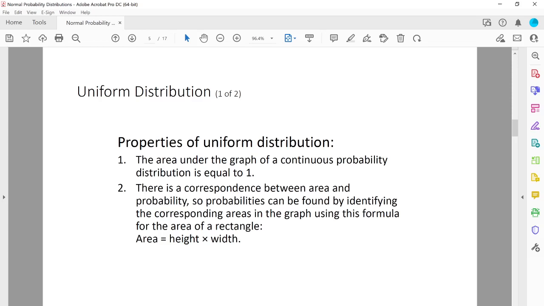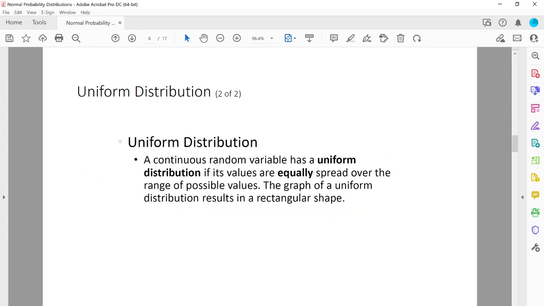Properties of uniform distribution, as you can see here: the area under the graph of a continuous probability distribution is equal to 1. So when you plot the graph of a uniform distribution, the area under the curve should always be equal to 1. There is a correspondence between area and probability. So probabilities can be found by identifying the corresponding area in the graph using the formula for the area of a rectangle. We are going to see some examples, and by using those examples, you can see the meaning of these different types of distribution.